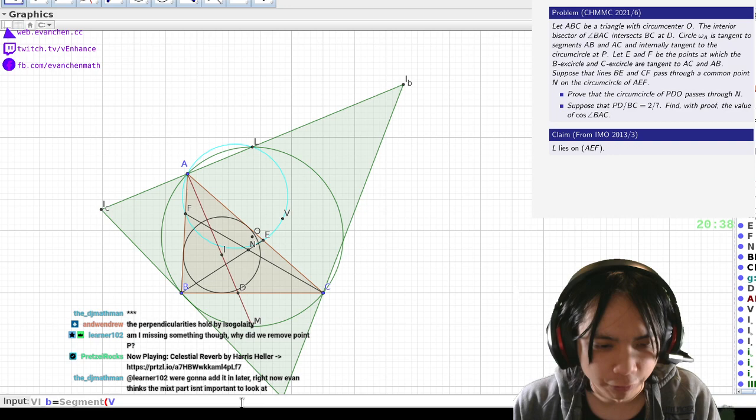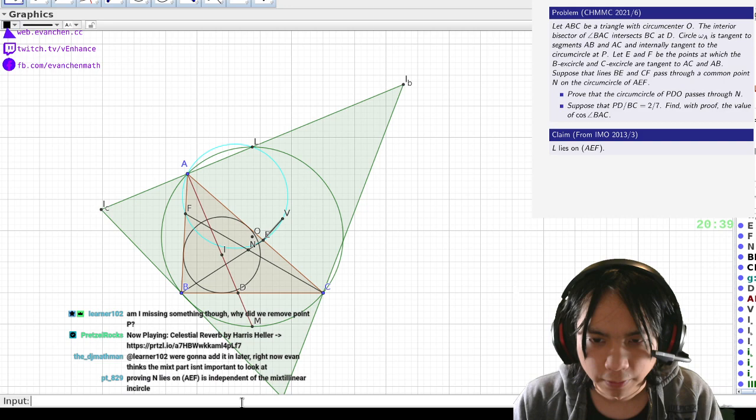Why did we remove P? Because the claims that we're trying to prove don't seem to depend on it. So I want to figure out what the heck is going on first and then worry about P later.